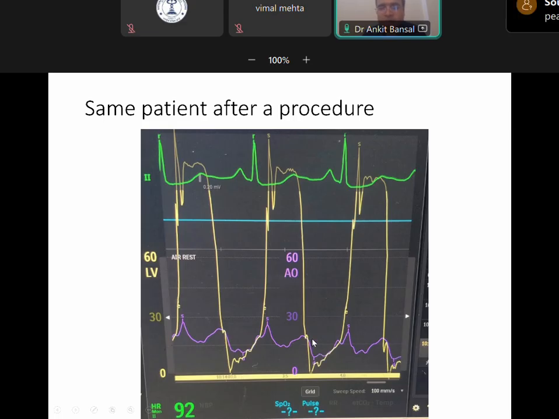So what is the definition of successful BMV? You have to open the valve, you have to increase the valve area, you have to decrease the gradient without causing significant mitral regurgitation. So here the gradients have come down without causing significant mitral regurgitation. There is no increase in the V wave. So this is a case of post BMV patient without any increase in the mitral regurgitation. These are extra points. If you say successful BMV without any increase in mitral regurgitation, then you will get extra points. So here both things can be seen.